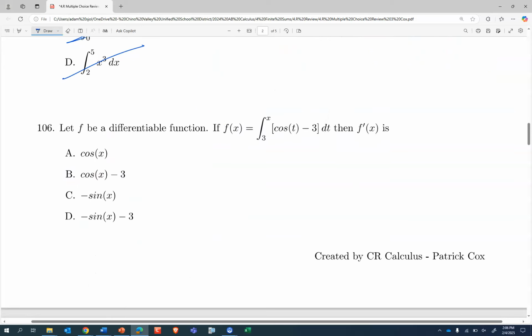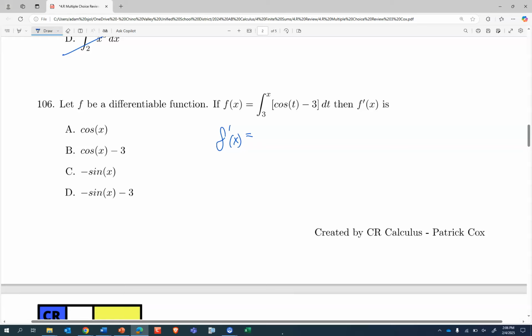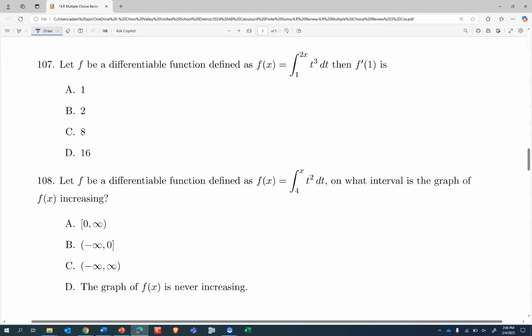106, let f be a differentiable function. If f of x equals the definite integral from 3 to x of cosine of t minus 3 dt, then f prime of x is, well, this is fundamental theorem. So I'm going to take the derivative of f. Over on the right-hand side, I'm taking the derivative of an integral, and this is the easy version, constant to x, so we're going to get cosine of x minus 3. Oh man, easiest one so far.